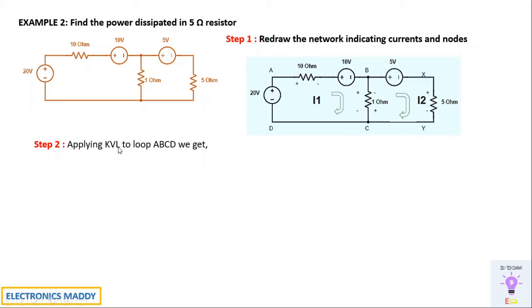Step 2 is to apply KVL to loop ABCD. With respect to loop A, B, C, D, we'll be applying the KVL. With respect to A to B, the current is entering at positive and leaving at negative. We will be starting from this particular point, with respect to A and D. The current is entering at minus and it is leaving at plus, so we'll be writing plus 20. Now the current is entering at plus and it is leaving at minus with respect to the 10 ohm resistor, so we'll be writing minus 10 I1. Again, Ohm's law expansion, V is equal to IR, we have written in that way. Now again, current is entering positive and leaving minus, so we'll be writing minus 10 volt.